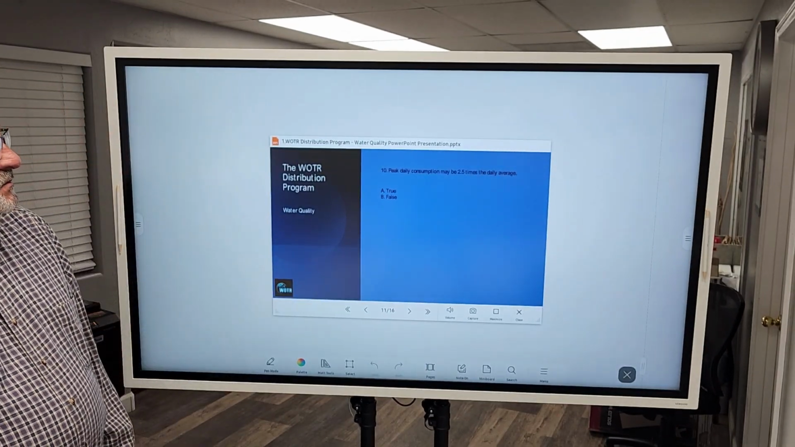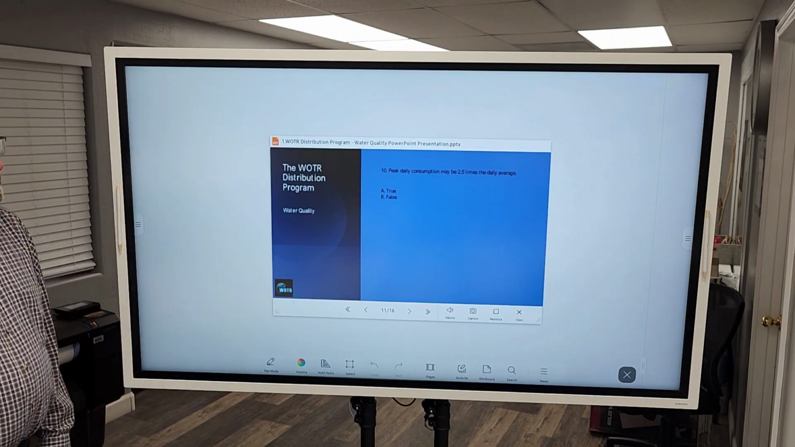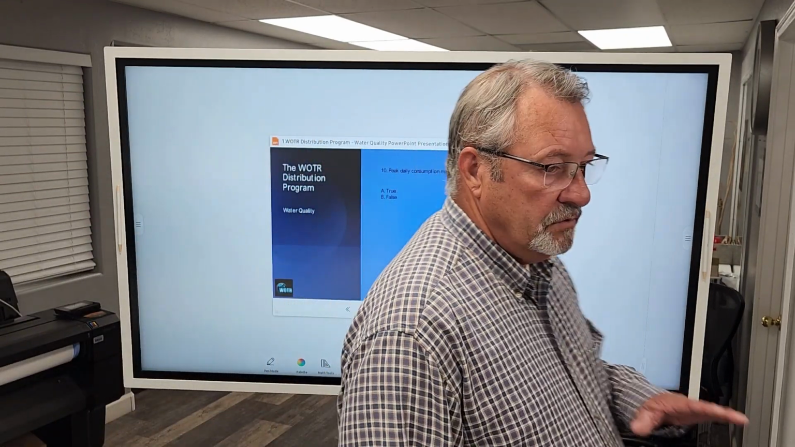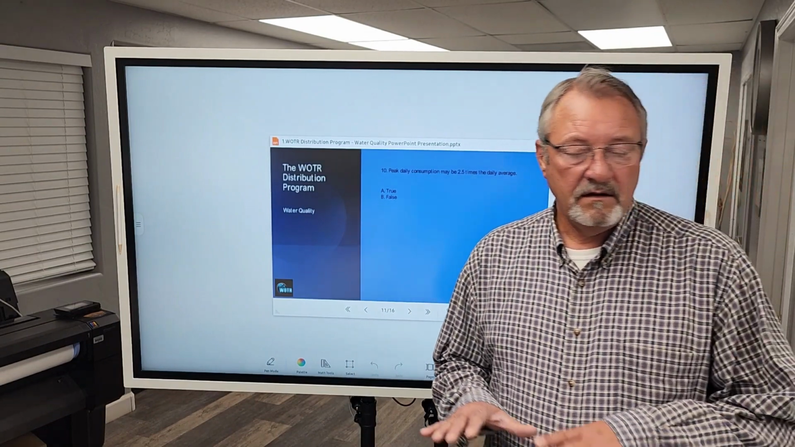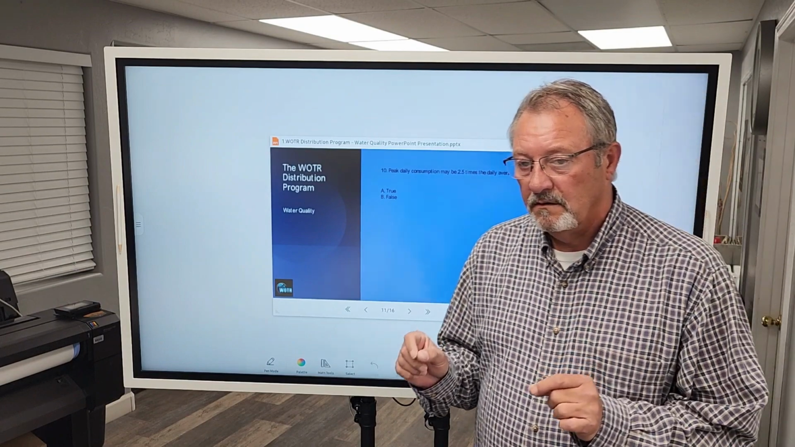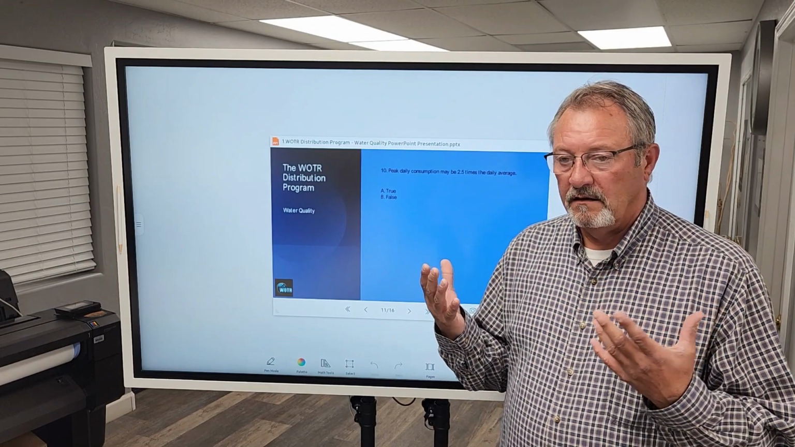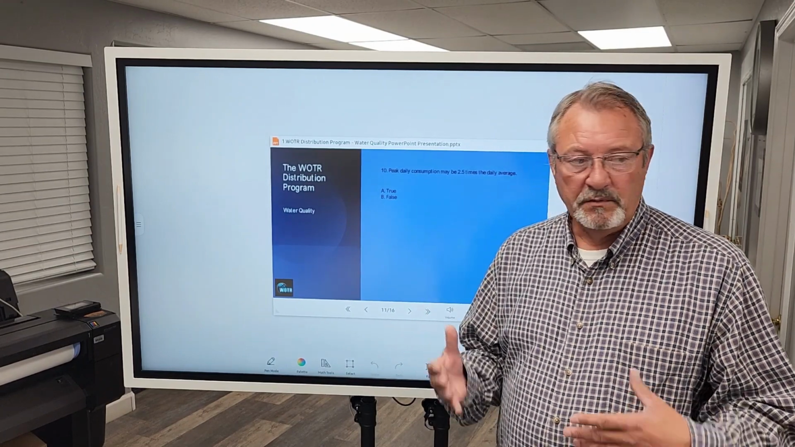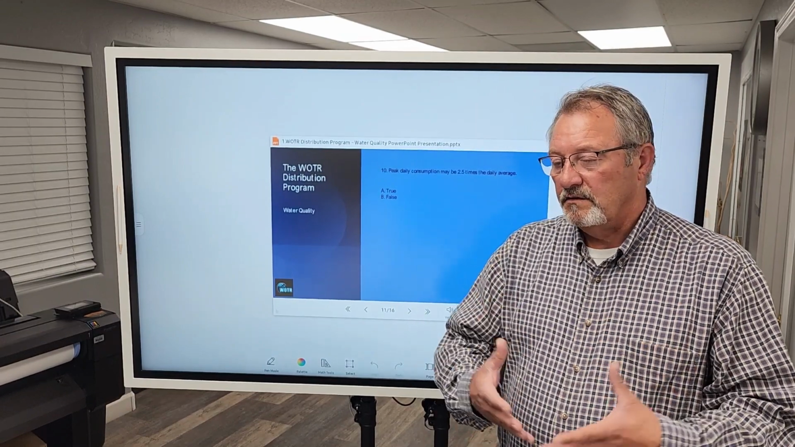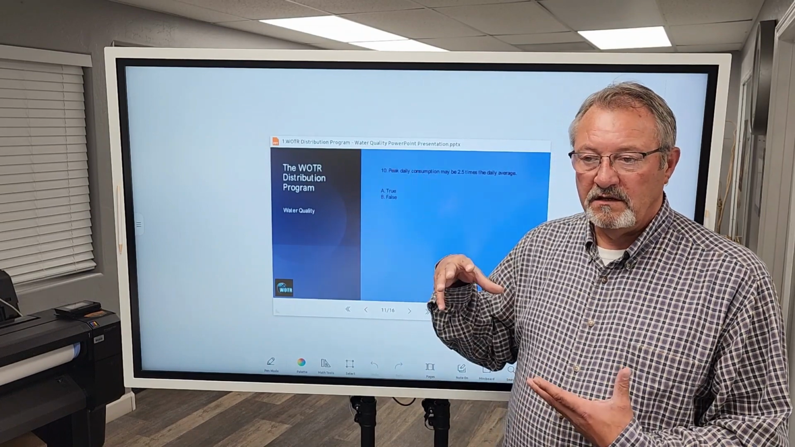Number 10, peak daily consumption may be 2.5 times the daily average. That's true. What that means is there are 2 periods of the day where peak demand occurs. And I mean this as typical. Overall, all around the country, you're looking at 5 a.m. to 10 a.m. when people are getting up, getting ready for work, school, whatever they've got to do that day. That's when they're using a lot of water. So the peak demand goes up.